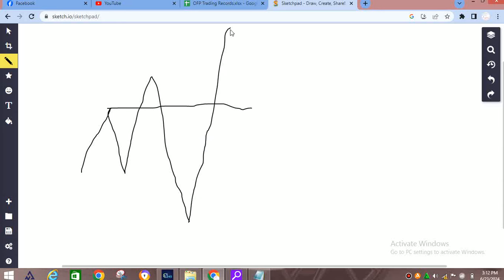It breaks our Quasimodo level and it's going to trigger our stop loss that we have here. So what happened on the QML level?